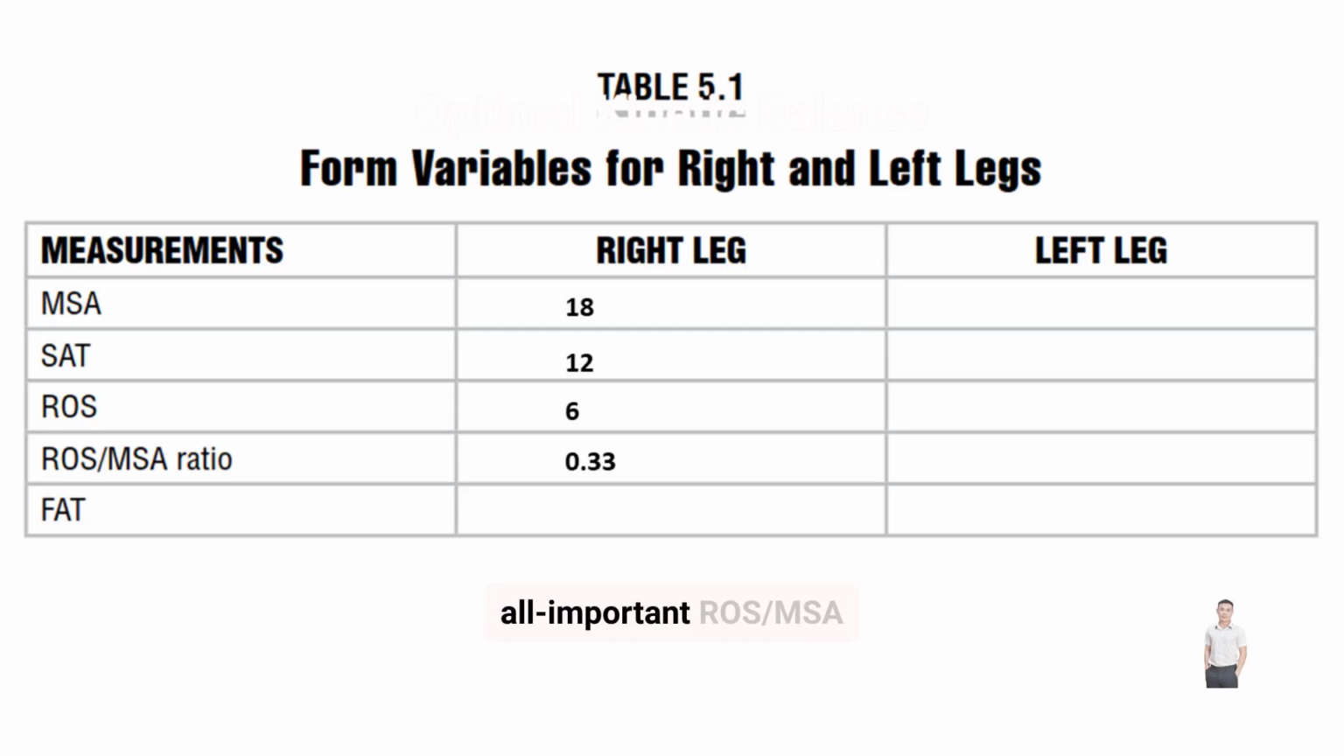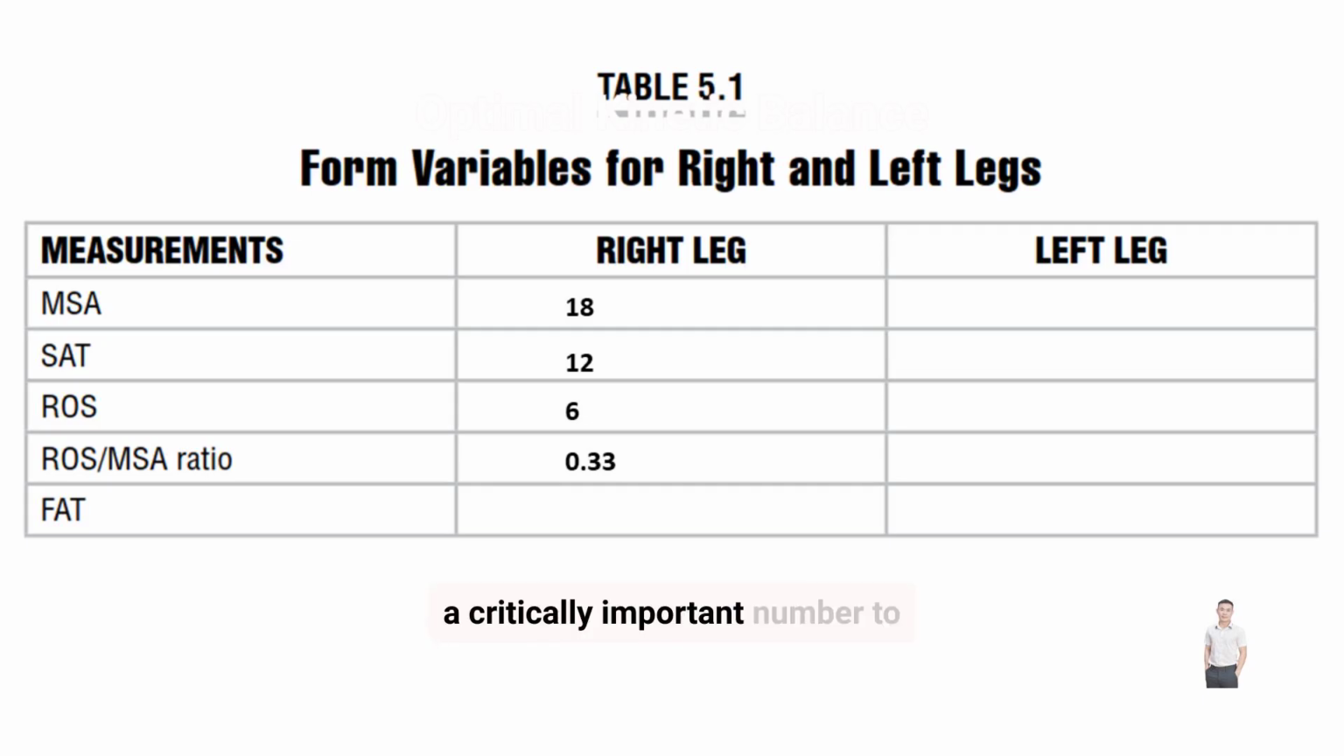Calculation of the all-important ROS-MSA ratio is similarly simple. Just divide ROS by the MSA. In the case above, 6/18 yields an ROS-MSA ratio of 0.33. Looking at this another way, we can say that after attaining her MSA, the runner swept the foot back 33% of the way before hitting the ground, or reversed swing by 33%.